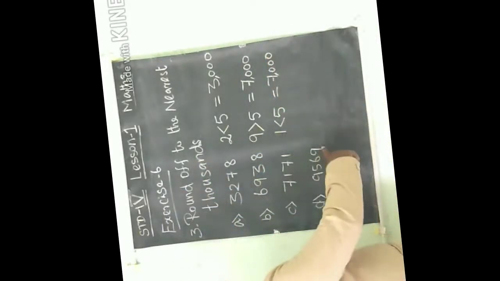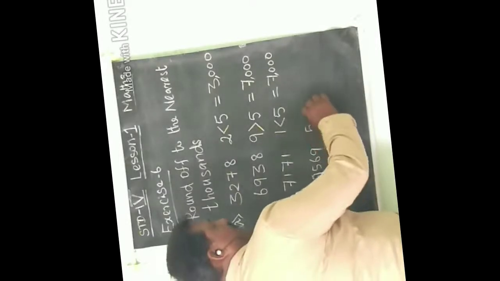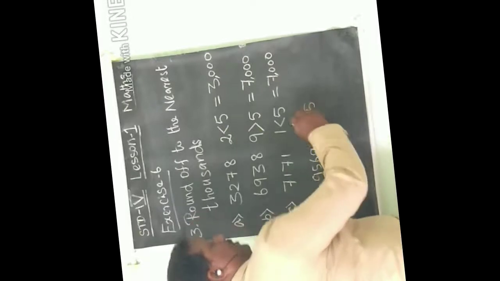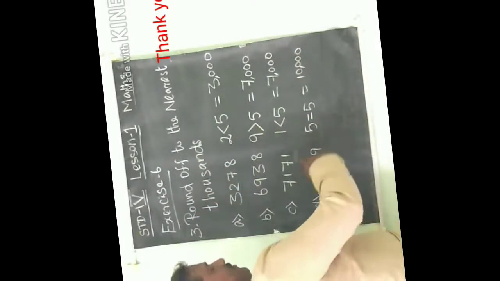The other sum, ones, tens, 100, 1000. So nearest 1000 is 5. So 5 compared with 5, both are equal. So equal means you have to take the highest rounded number, 10,000. 9,569. When we round off, we get 10,000. Okay.